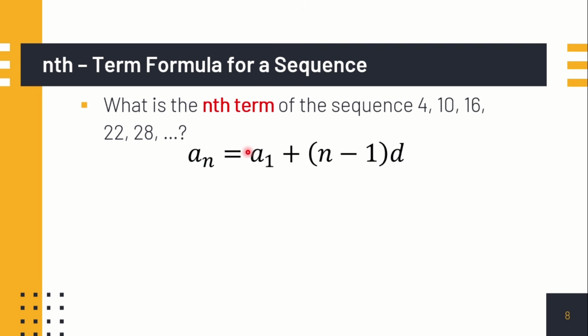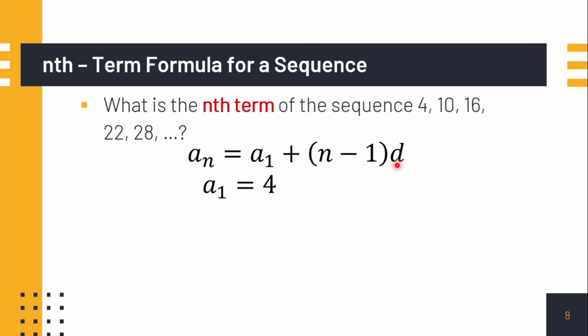Isa-isahin natin. Yung a sub 1 dito, this is the first term. Yung n natin dito, that is the number position in the given sequence. And d is the common difference. Pag sinabi natin common difference, yung pag minus natin sila. So, for example, 10 minus 4, that is 6. 16 minus 10, 6 pa din. 22 minus 16, that is 6. 28 minus 22, that is 6. Therefore, ang common difference dito ay 6. Yun ang ipapalit natin sa d.